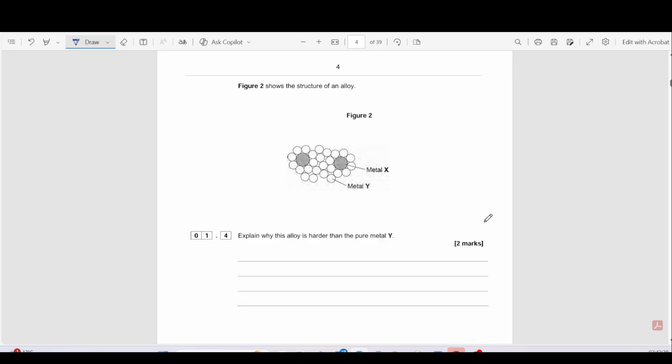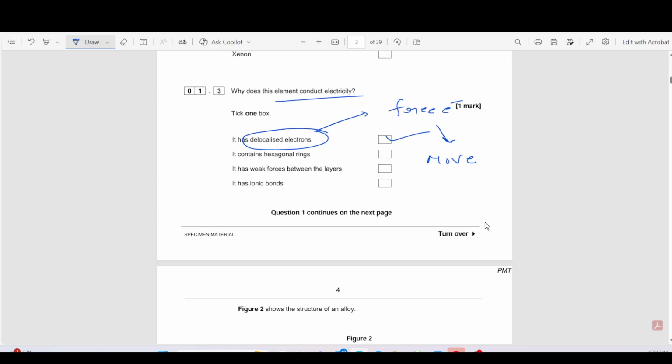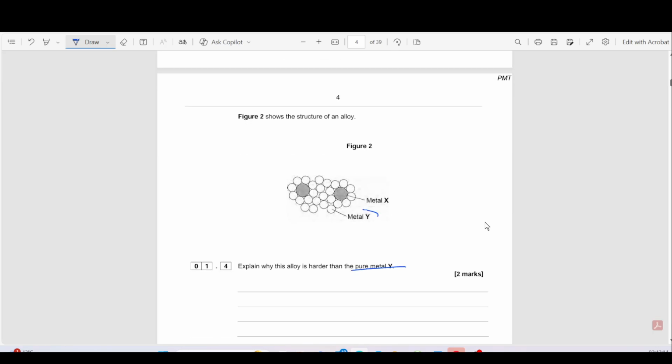Next one, this is figure 2 which is showing the structure of an alloy. The question is asking to explain why this alloy is harder than pure metal. Okay, so basically the alloy is harder because the differently sized atoms disrupt the regular structure and the regular layers, preventing them from sliding easily. So in pure metal, this is where is pure metal? Okay, this is metal Y.